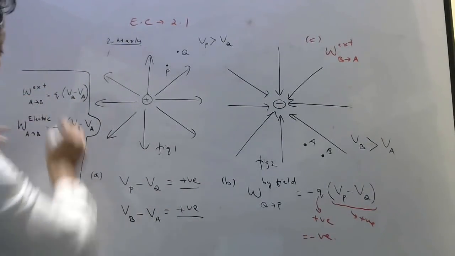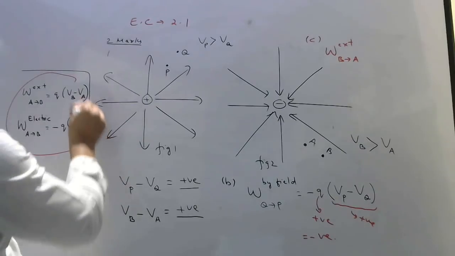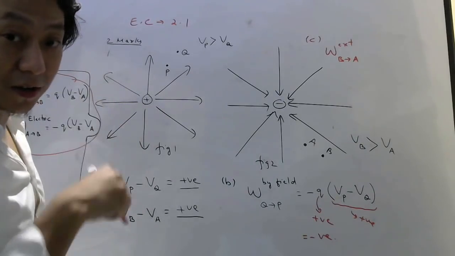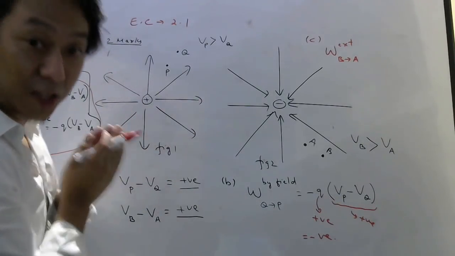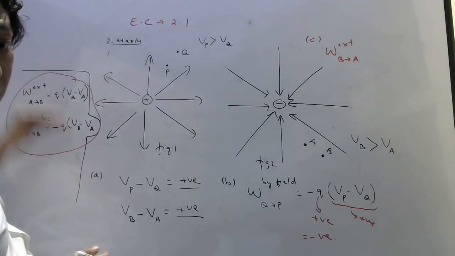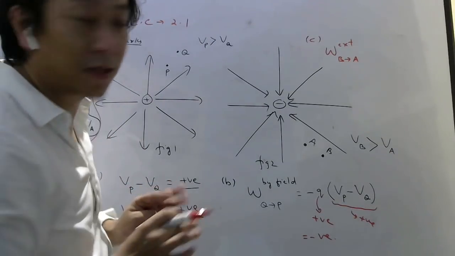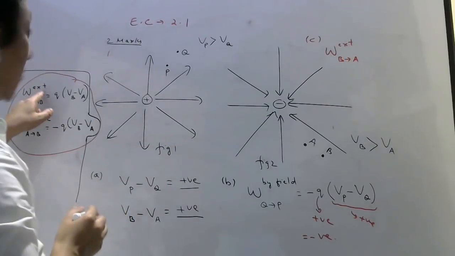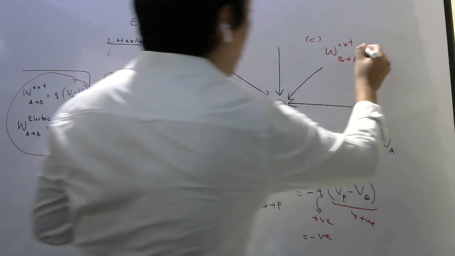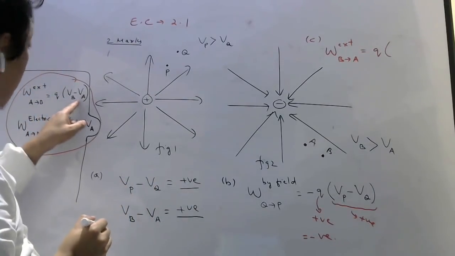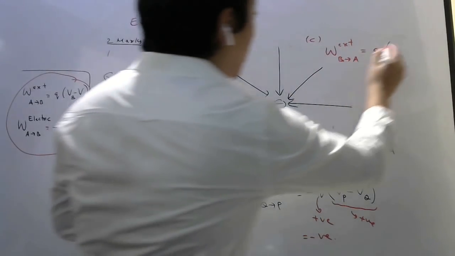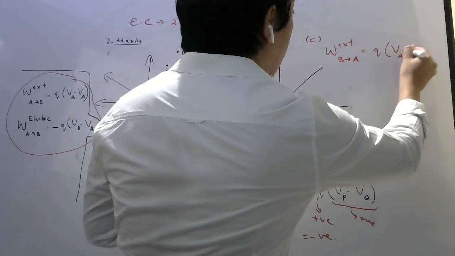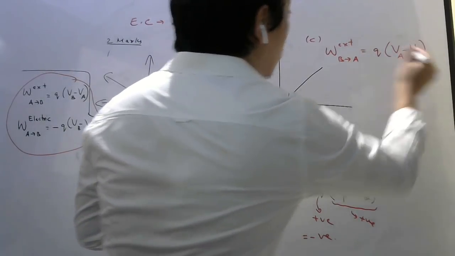First one. See, that's why I taught these things so many times before. Because for entrance questions and this kind of conceptual questions, you should know this. Otherwise full confusion will be there. So work done by external force from B to A. How will I write? Q. A to B, how will we write? VB minus VA. So this is B to A. So how will I write? VA minus VB.